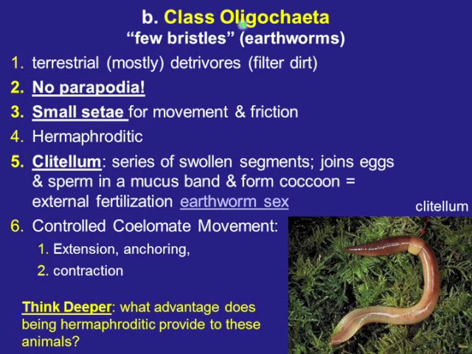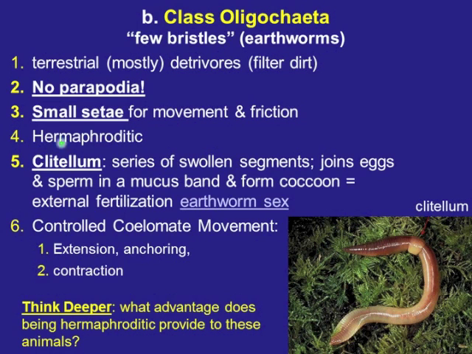Now moving on to the oligochaetes, which are the earthworms. They have few bristles. They're terrestrial and mostly detritivores, so they can filter dirt. They do not have parapodia, so that's what distinguishes them from the polychaetes. They have small setae for movement and friction. So while they burrow, they can use the setae to embed into the soil around them, pushing them along.